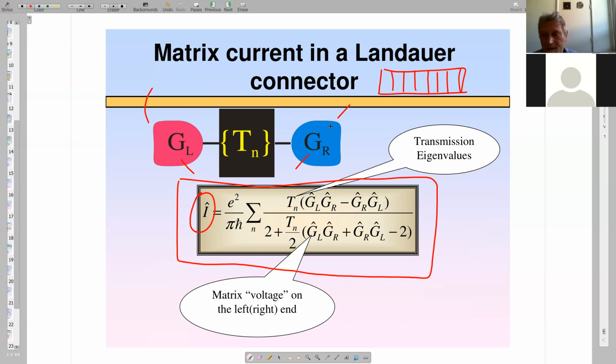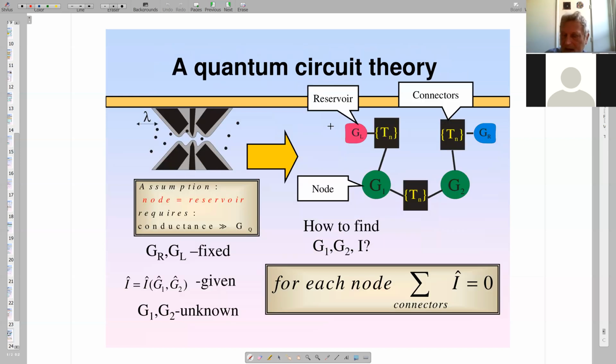Good. So for any connector characterized by a set of transmission coefficients, we know the matrix current. Let us make a step and utilize the conservation of the current. In this case, we make an assumption, like the assumption we made when we considered the double junction.